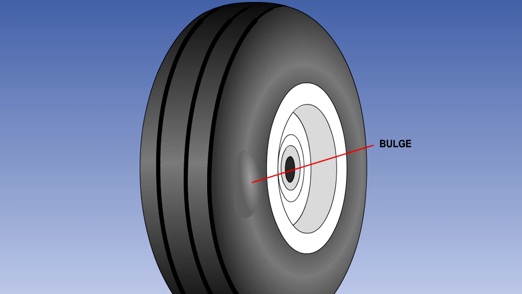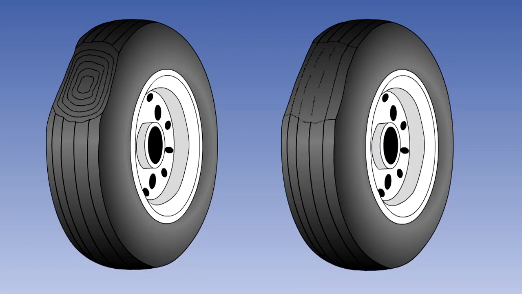Bulges may indicate a partial failure of the casing. If the casing has failed, that is to say the fabric is fractured, then the tyre must be replaced. Any flat spots on the tyre tread, especially those caused by skidding or aquaplaning, must be examined with great care to determine if the fabric of the tyre has been weakened unduly.